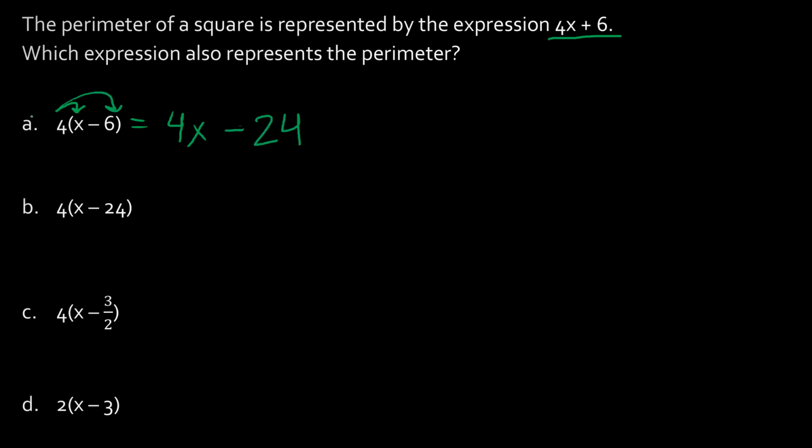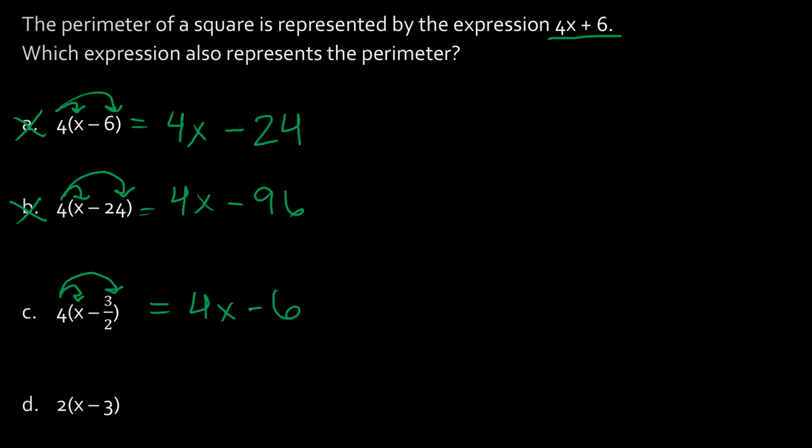These two are not equivalent, so it's not A. 4 times x gives me 4x. 4 times 24 is going to give me 96. So again, not equivalent. 4 times x gives me 4x. And 4 times 3 halves gives me 6. Oops, there should be a plus. There we go. Which means that C is correct.